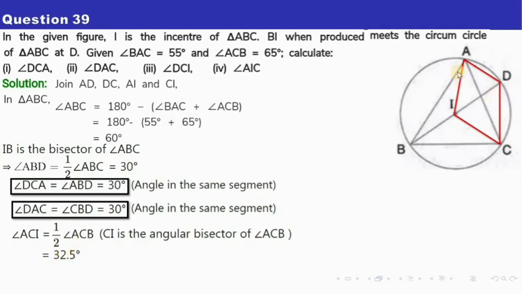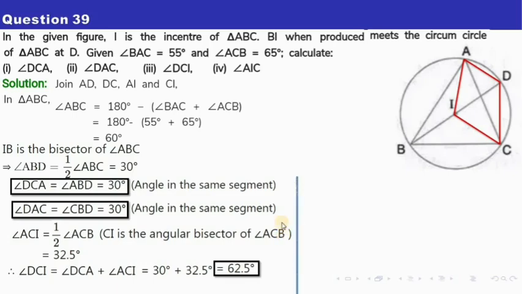So that means ACI, that is this angle, is 32.5 degrees, and we are asked to find DCI. So DCI is this one. DCI can be found using ACI plus this one, that is DCA. So DCI will be DCA plus ACI, which is 30 plus 32.5, which is 62.5. So my value for angle DCI turns out to be 62.5 degrees.